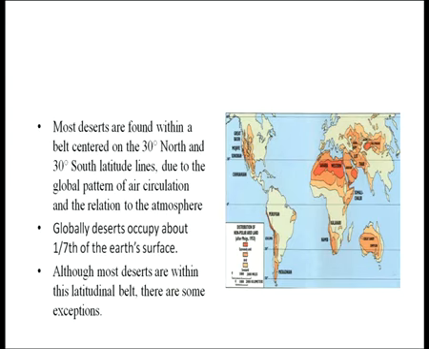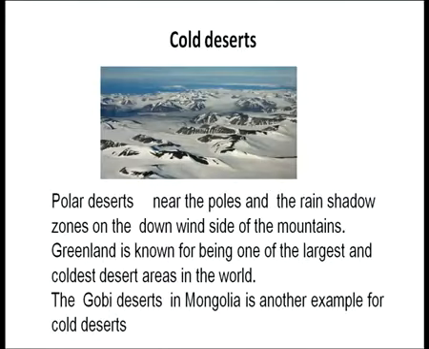Globally, deserts occupy 1/7 of the Earth's surface. Although most of the deserts are within these latitudinal belts, there are some exceptions to this. The polar deserts are near the poles and in the rain shadow zones, the downhill side of the mountains.